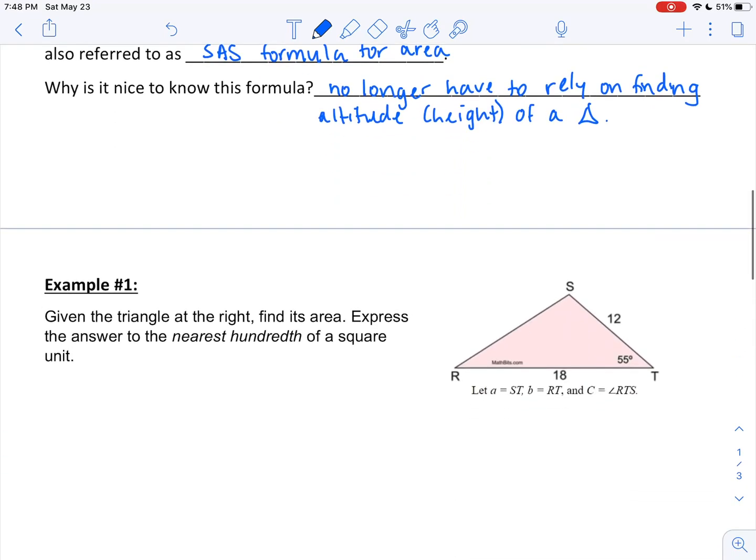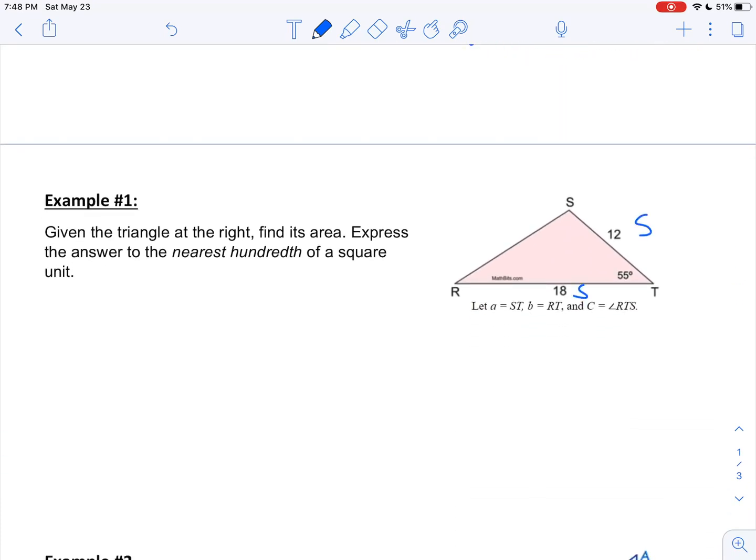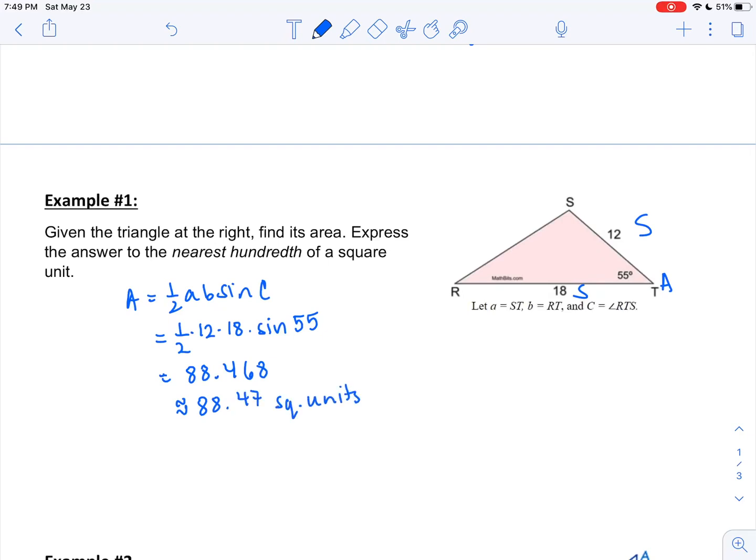So pretty basic formula. You're given example number 1, the triangle on the right. You have two sides and the angle included in between, and you're asked to find the area. So once again, we don't need to necessarily find the height anymore, which is nice. If we know the formula to be area equals 1/2 ab times sine of C, so long as the angle is included, I just take 1/2 times the two sides, 12 times 18, times sine of the angle measure included in between those two sides, sine of 55. So one-step calculation on your calculator. This is approximately 88.468. However, they do ask us to round it to the nearest hundredths of a unit, so this is approximately 88.47 square units.